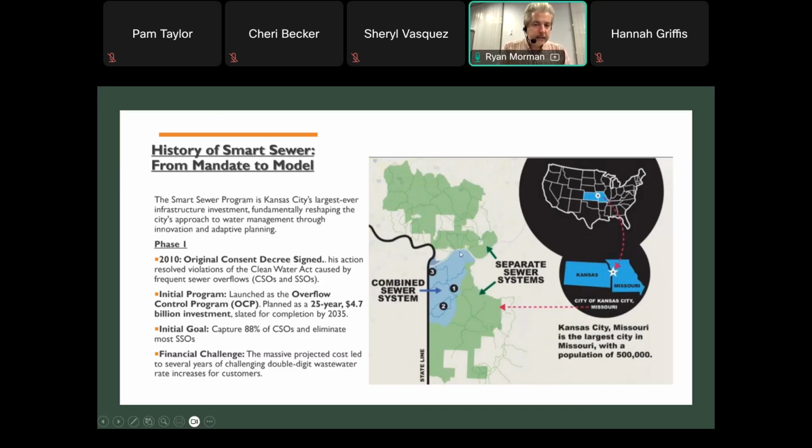So I would guess that St. Louis, if you're in the St. Louis area, being an older city than Kansas City, it probably has a lot more combined sewer storm systems compared to us. But we still had a runoff problem. We had an overflow problem that we were trying to fix.